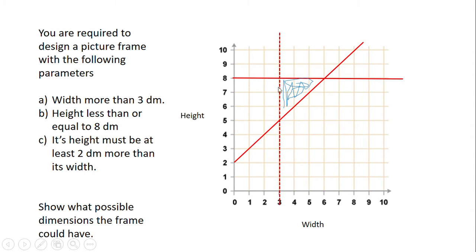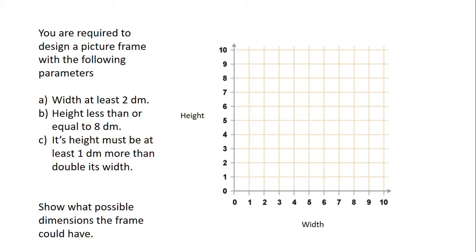Okay, now part of the shaded region will be along the solid line, so we could have this point, for example. Okay, it's on the solid line, so its width is more than 3 decimeters, its height is less than or equal to 8 decimeters, and its height is at least 2 decimeters more than its width. So that point over there, its height is at least 2 decimeters more than its width. Its width is 5, its height is 7, which is at least 2 decimeters more than its width.